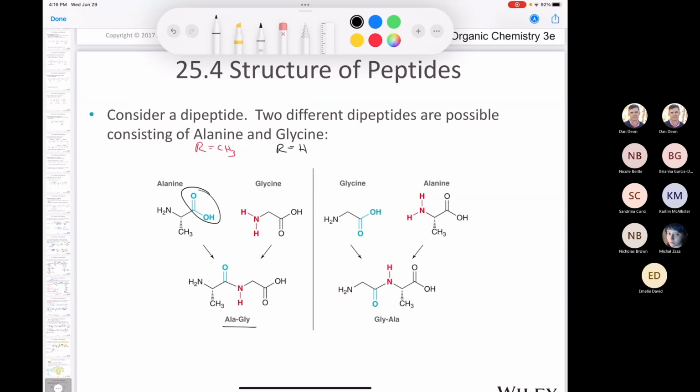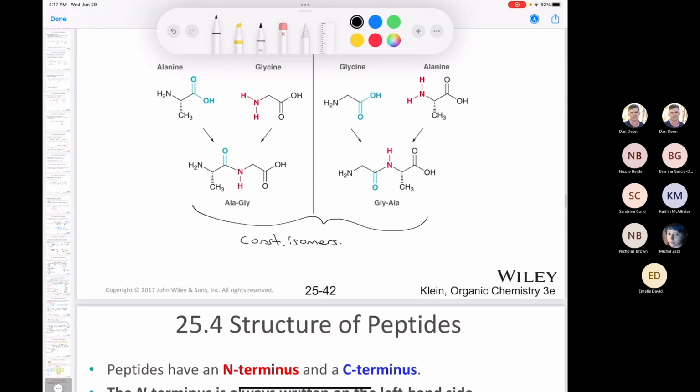So alanine on the left, glycine on the right. Remember, we always have the nitrogen on the left-hand side. Or you could have them bound with the glycine's carboxyl group forming a peptide bond with the amine of the alanine. And again, you can see that whether you have alanine attached to glycine or glycine attached to alanine, these are 2 constitutional isomers, okay? These are constitutional isomers. They are not identical, all right?